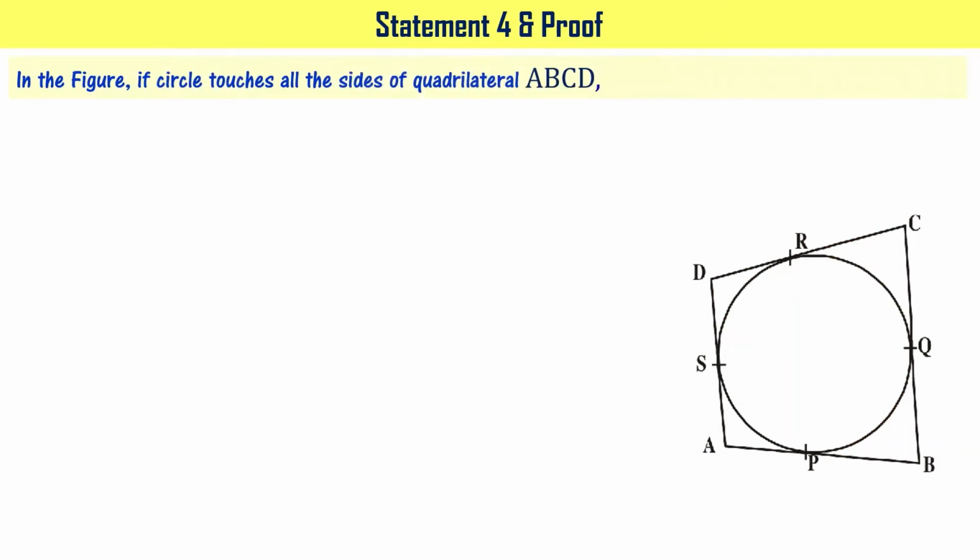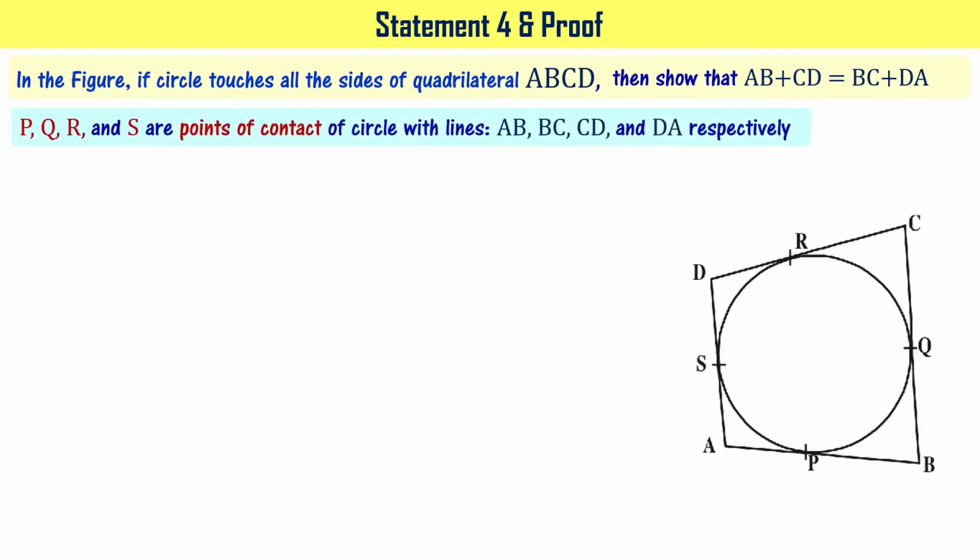In the given figure, if a circle touches all sides of the quadrilateral ABCD, then show that AB plus CD equals BC plus DA. As you see here, P, Q, R and S are the points of contact of the circle with lines AB, BC, CD and DA respectively, right? That's what you see in the figure.